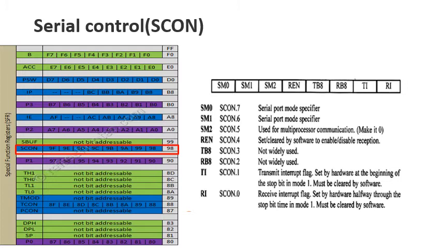SM2, this bit is used to enable multiprocessor communication in mode 2 and 3. The REN bit is used to enable or disable reception. TB8, the 9th bit, is stored in this register during mode 2 and 3 while transmitting. RB8, the 9th bit, is stored in this register during mode 2 and 3 while receiving data. TI, this interrupt is raised by the software when the transmission is complete for a block of data. RI, this interrupt is raised by the software when a complete block of data is received. We will study the serial communication in 8051 in detail in a later video.